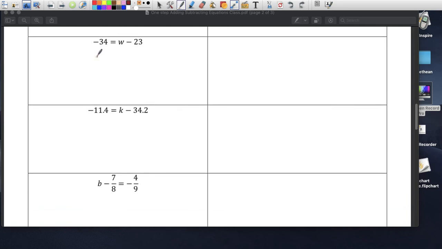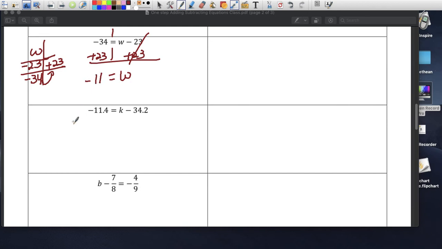Likewise, w is my variable, minus 23, and that's giving me negative 34. So going backwards, I'm going to add 23 to both sides. Remember, you're adding the same number to both sides just to keep the balance. Whatever you do to the left, you must do to the right. Okay, so plus 23, plus 23. And these two go away, so w equals, what is that, 11? Negative 11, right?